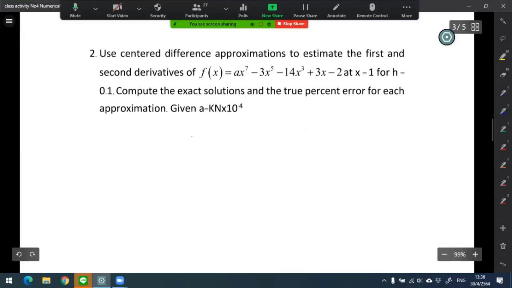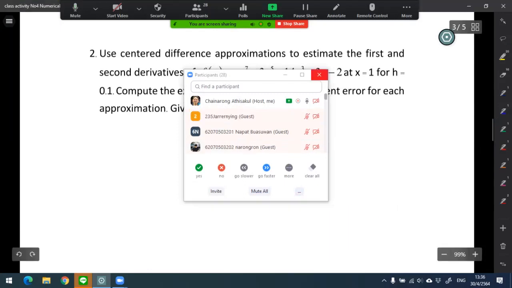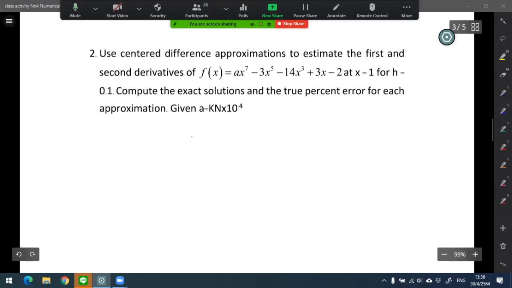Okay, today we will go to the next problem of the numerical method of differentiation. In this problem, we would like to use central difference approximation to estimate the first and second derivative of this function. We have the coefficient constant a of the first term of the 7-degree polynomial.